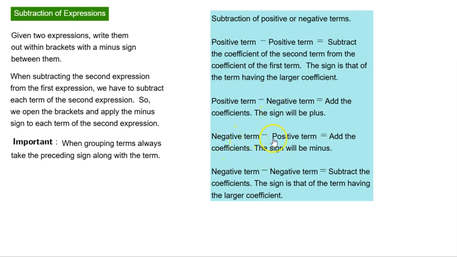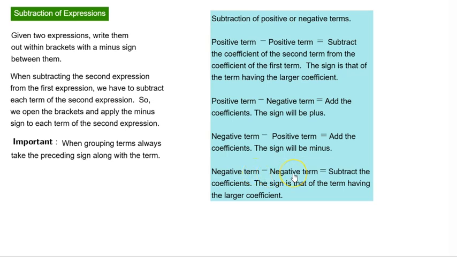Now negative term minus positive term. So minus positive term is nothing but negative term. So it will be negative term plus negative term if we say minus positive term. So again in this case add the coefficients. The sign will be minus. Why? Because this is a negative term, and minus positive term means basically a negative term. So negative is minus.